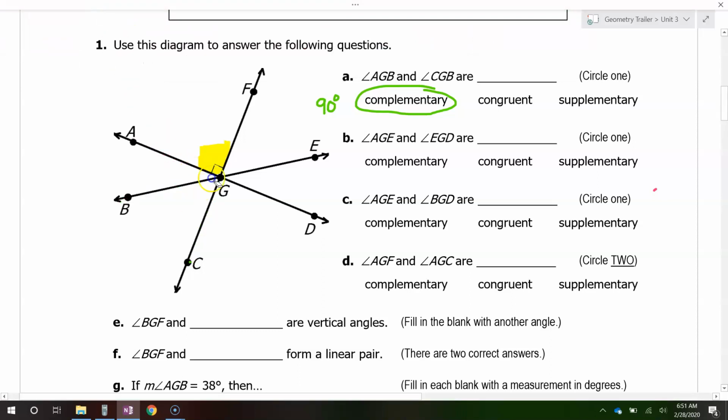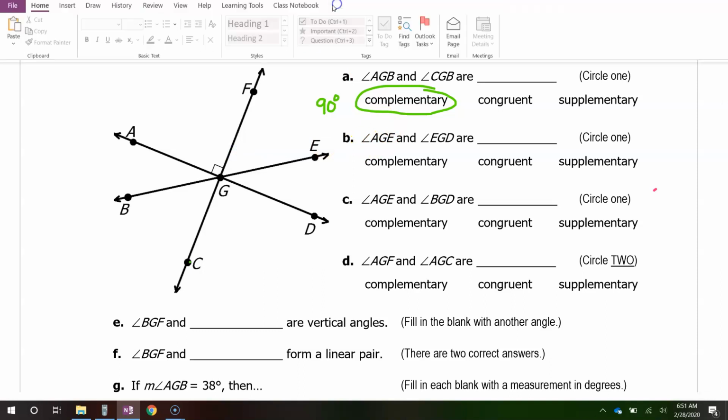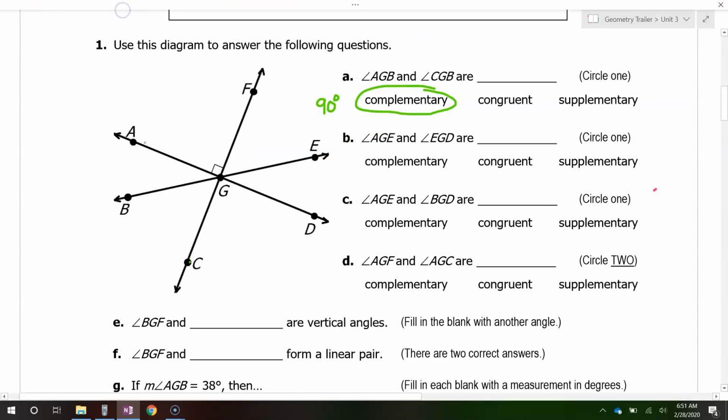Okay, how about B? AGE. Okay, so AGE is right here. And EGD. Okay, EGD. So these are going to be supplementary.